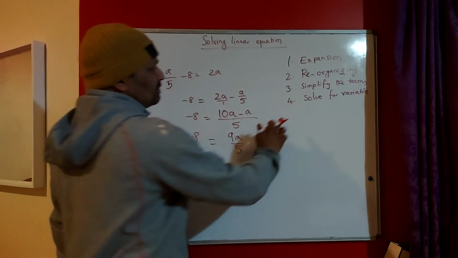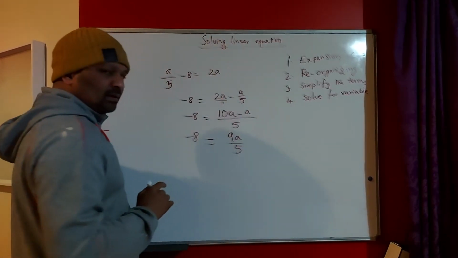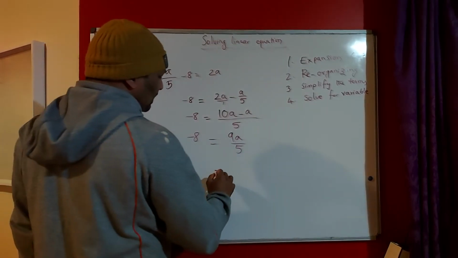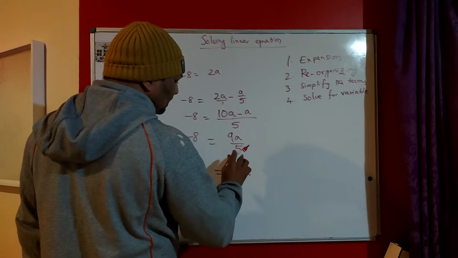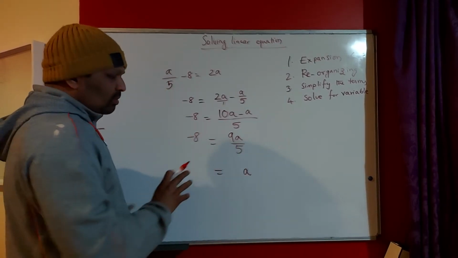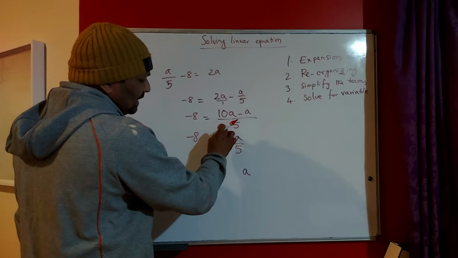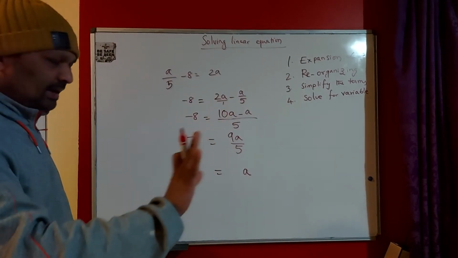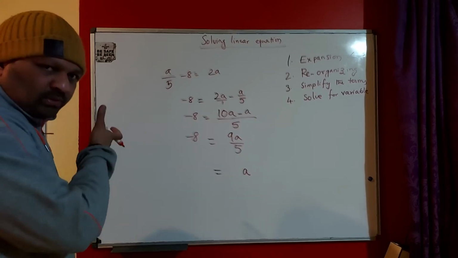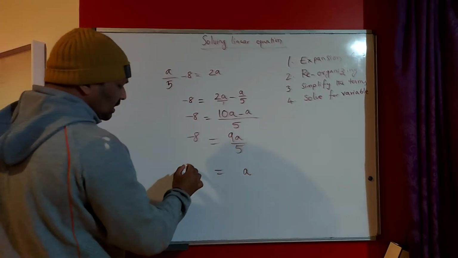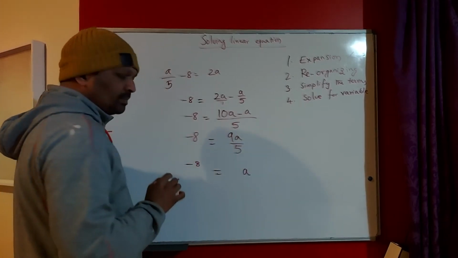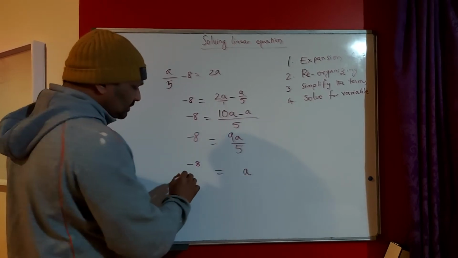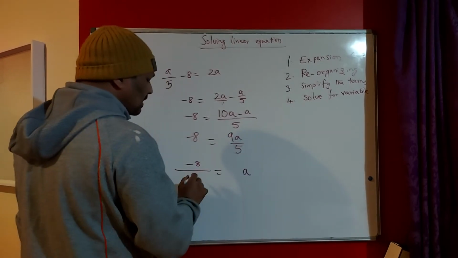Now, solve for variable. What is the variable here? A is a variable. If you want to find out the value of A, leave this variable here. What is the one that is multiplying A? 9 by 5 is something that is multiplying A on the right side. Okay. If it goes to the other side, how does it become? By 9 by 5.